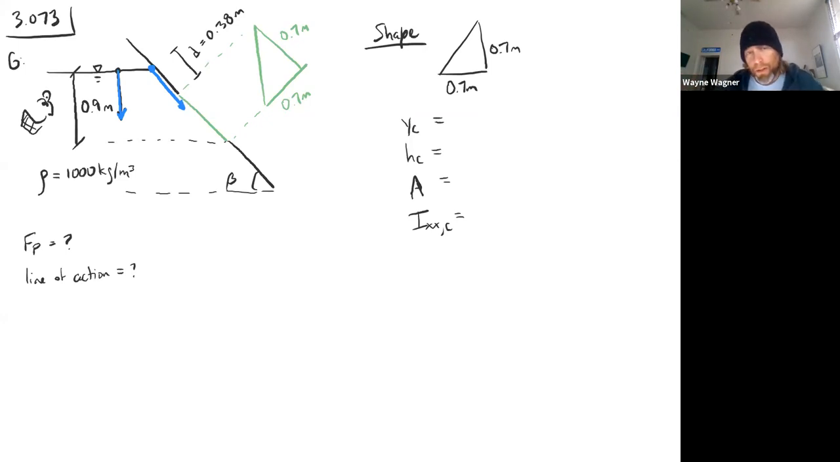Whichever one you're using on an exam, you need to get used to using. You need to make sure that it works. So it's a third of the way up from this bottom edge, so it's 0.7 over 3 from the bottom edge. It's basically 1/3 of the height.